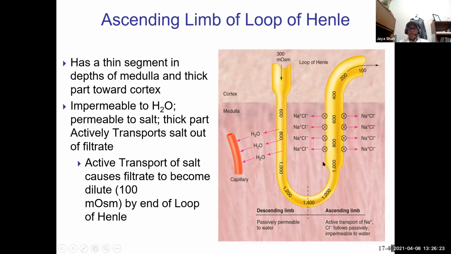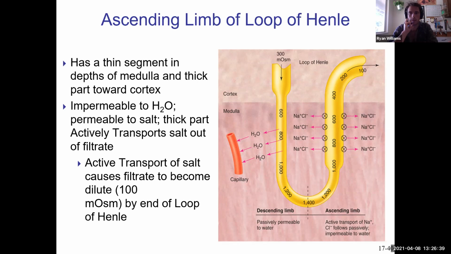So what is going on? The action of the ascending limb and the action of the descending limb, are they helping each other or opposing each other? Helping each other. Yes. So if one helps the other, is that a positive feedback mechanism or a negative feedback mechanism? Positive. So here you can see a positive feedback mechanism. And we call this mechanism the countercurrent multiplier system.